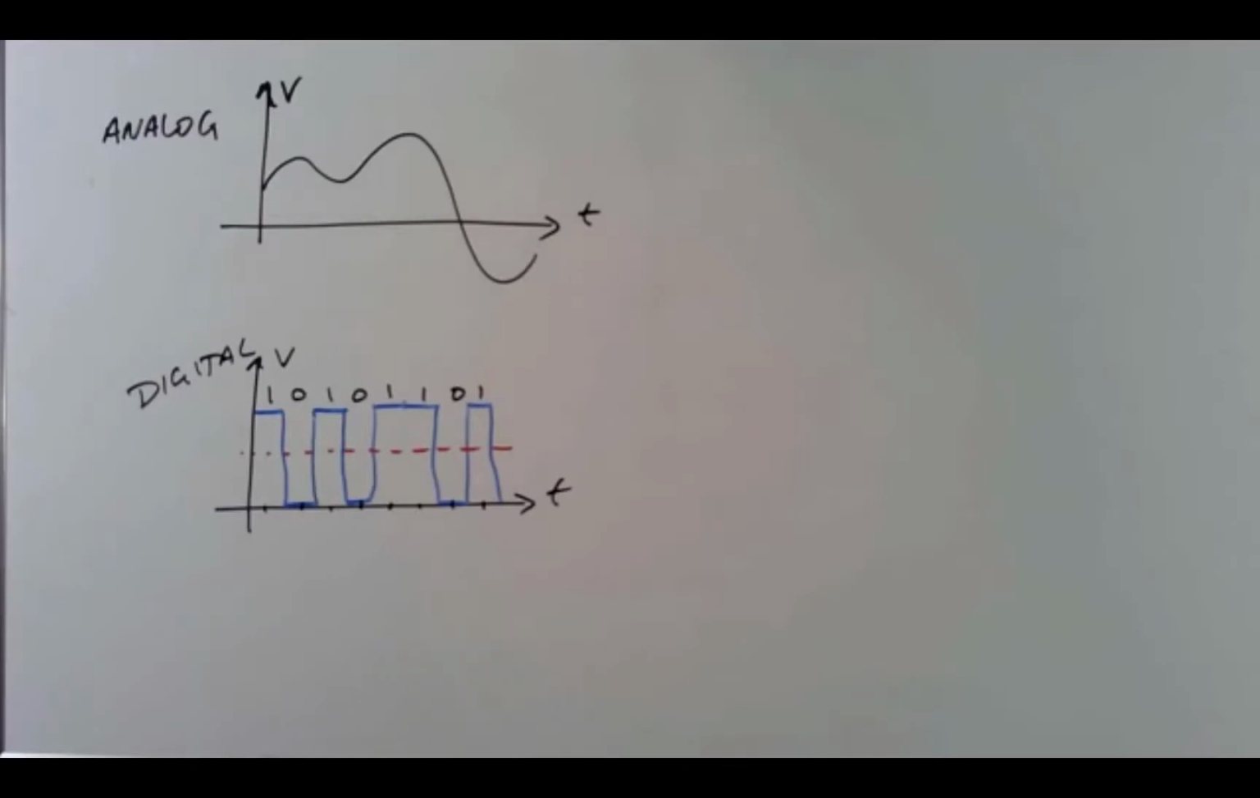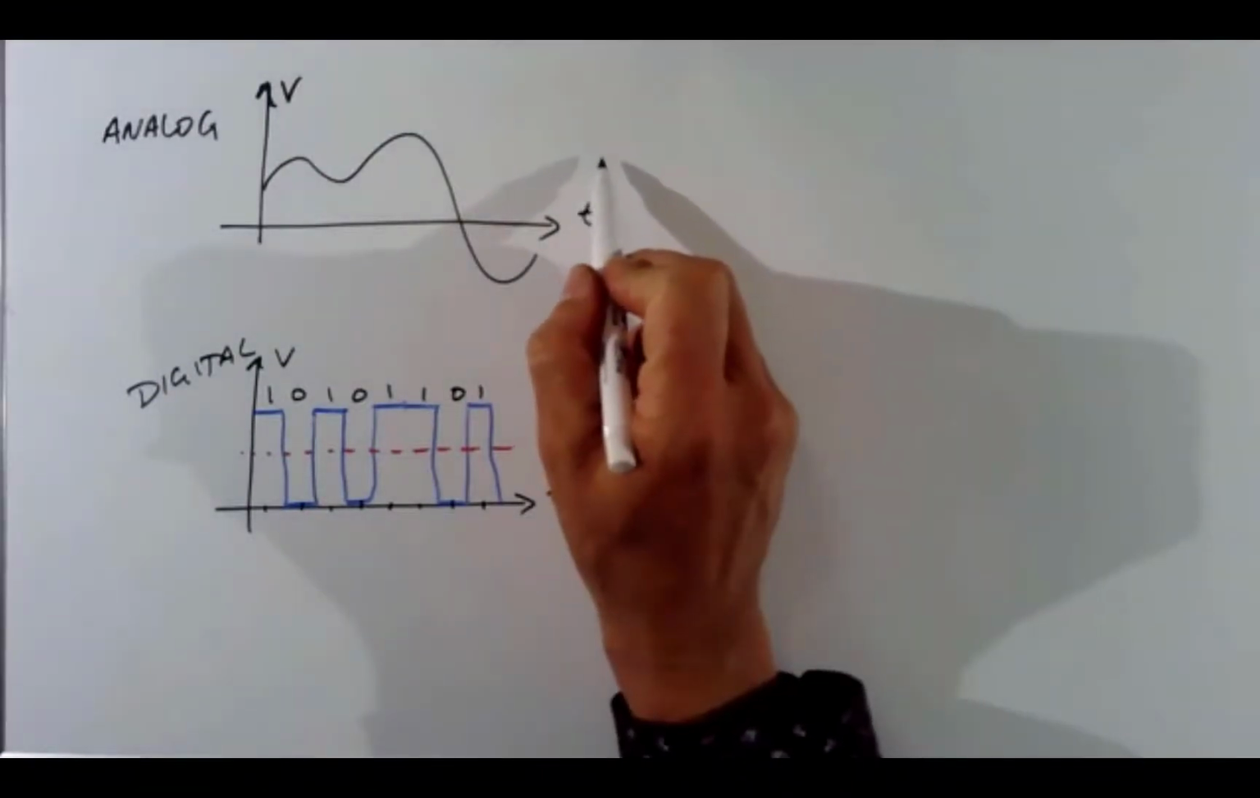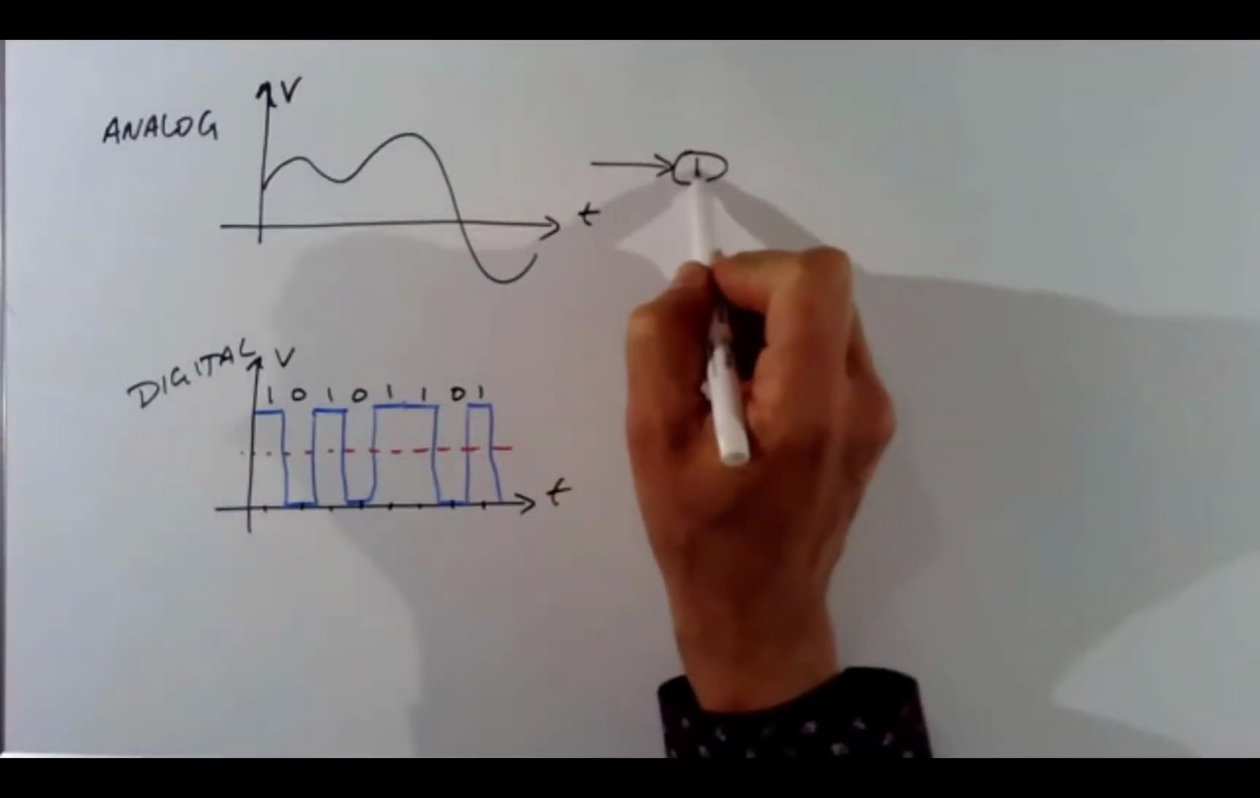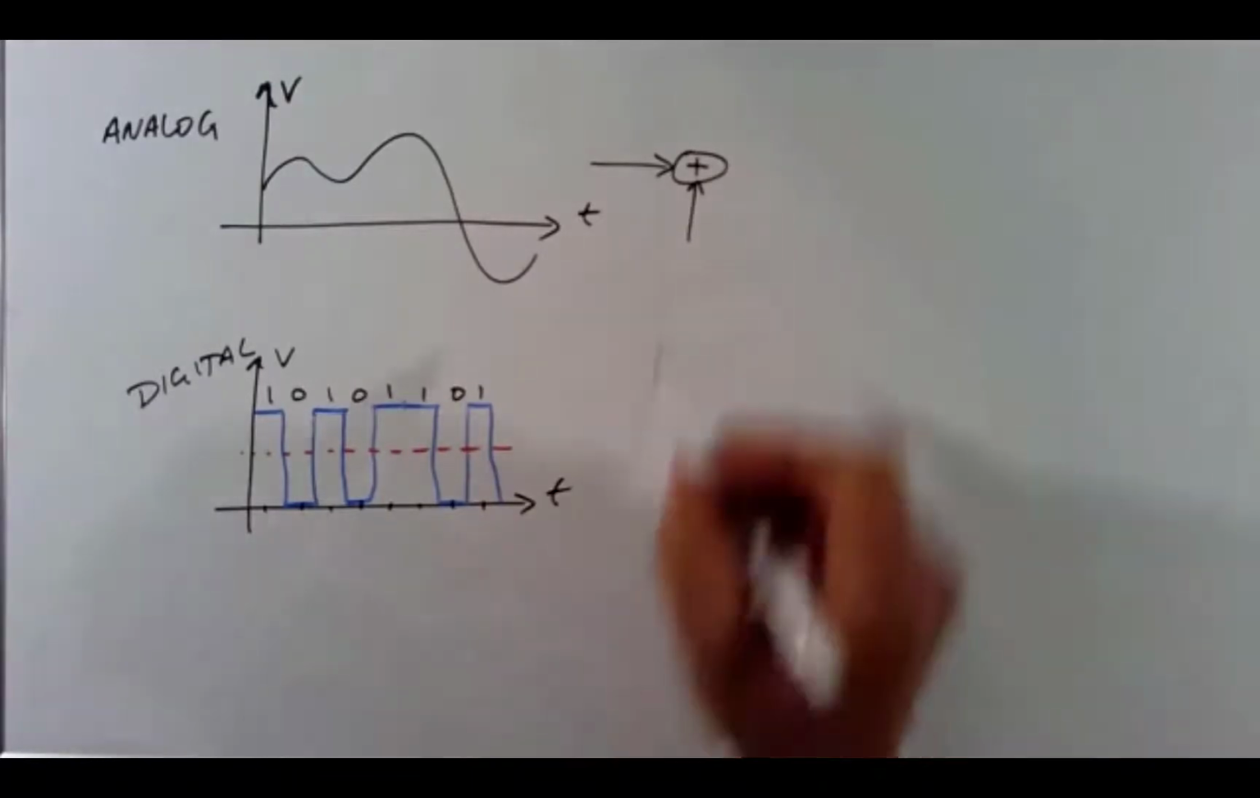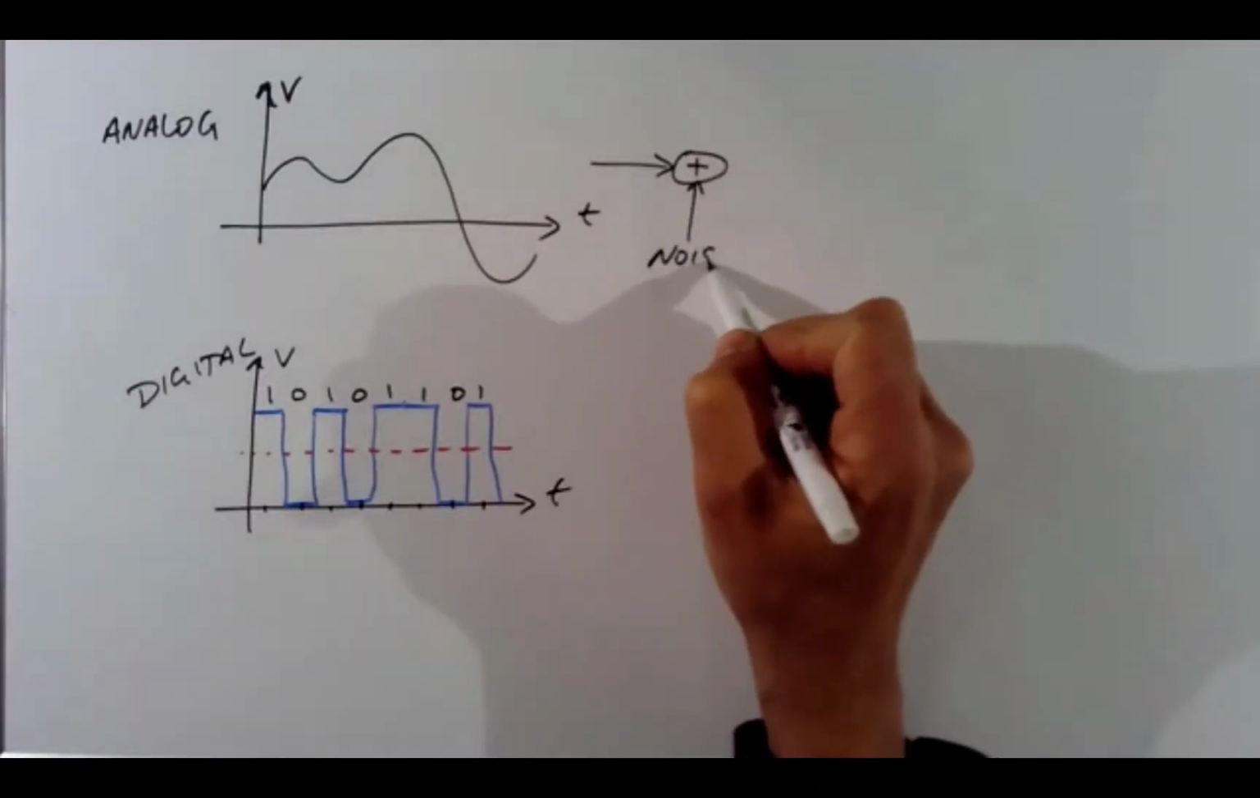And so both of these signals contain information. They both encode information in a voltage. Now, in a real system, noise is present. So in any circuit, there's going to be noise. Noise comes in various forms.